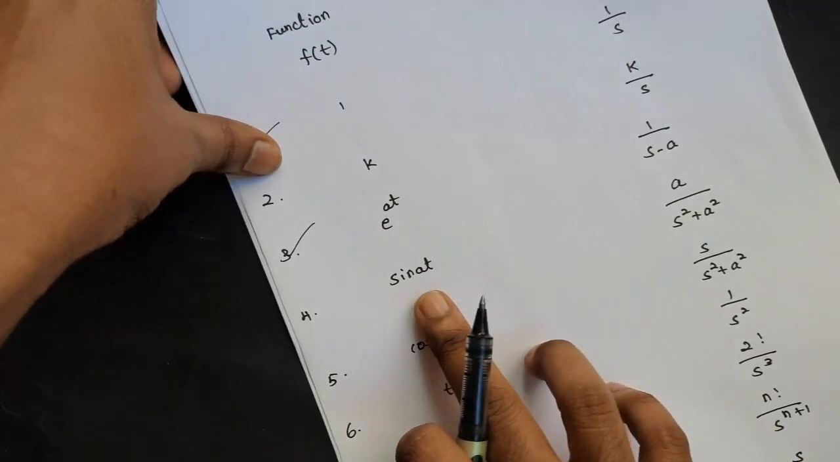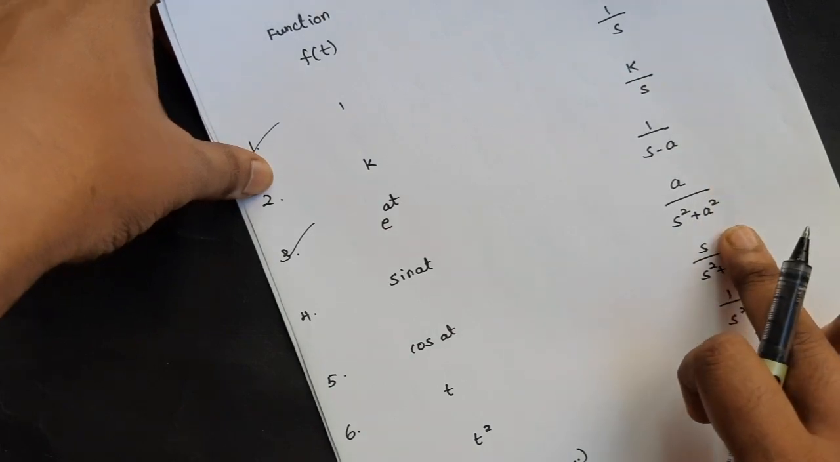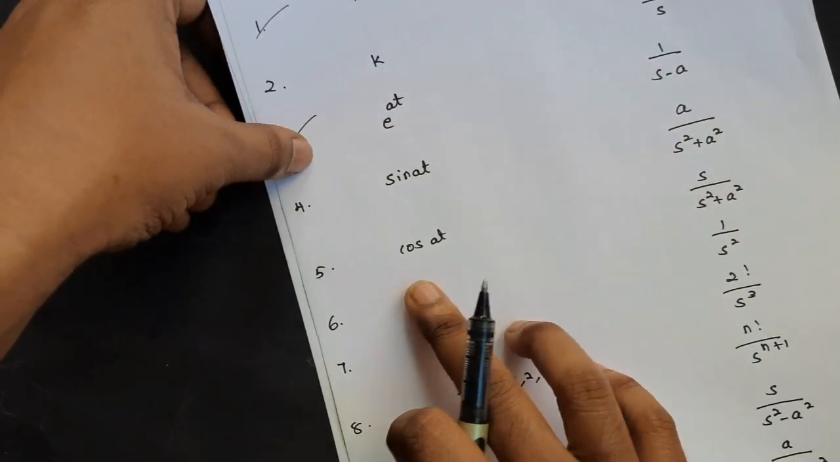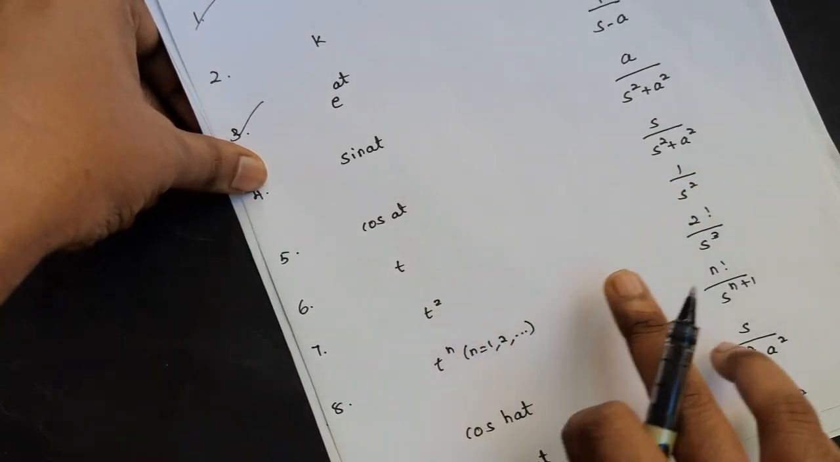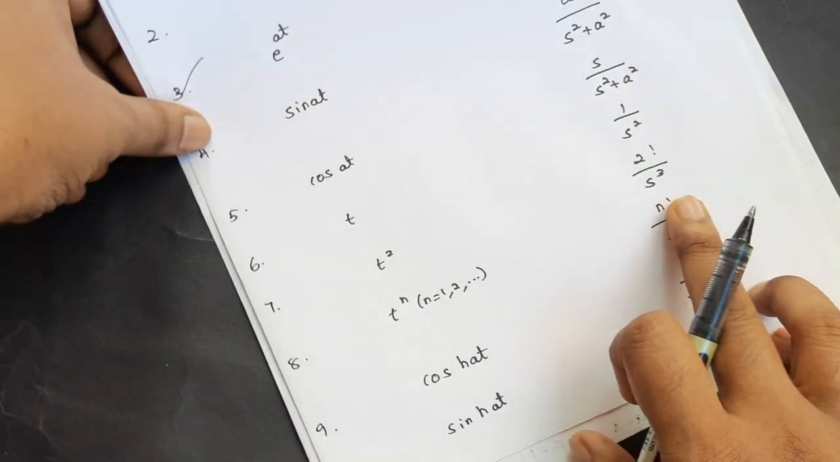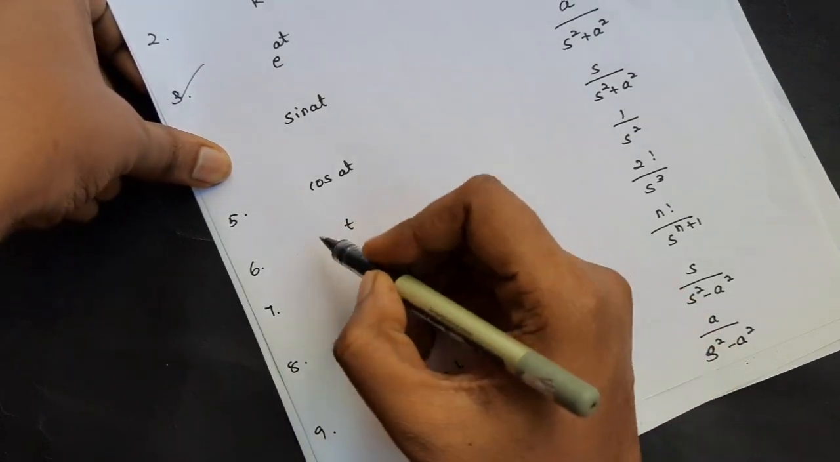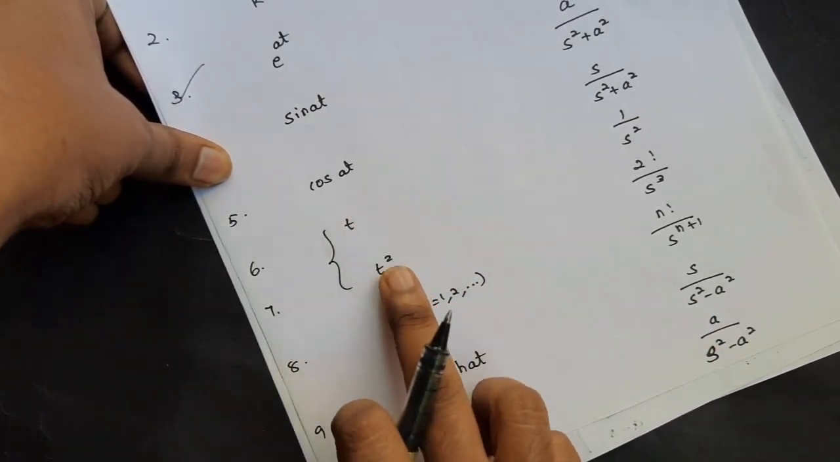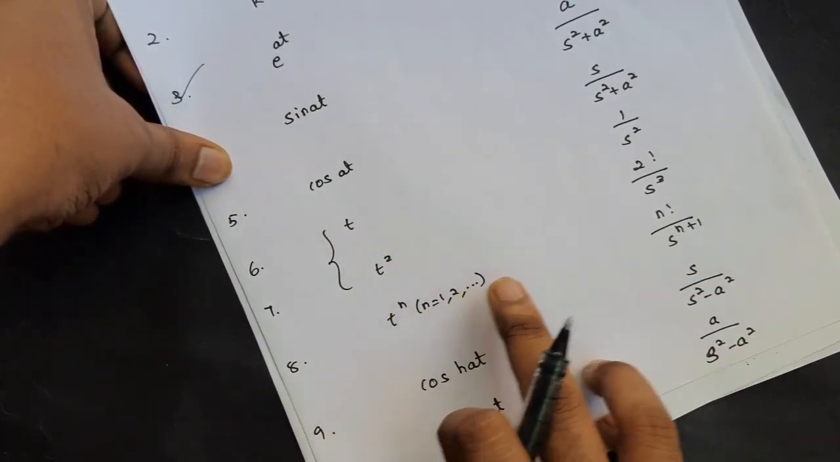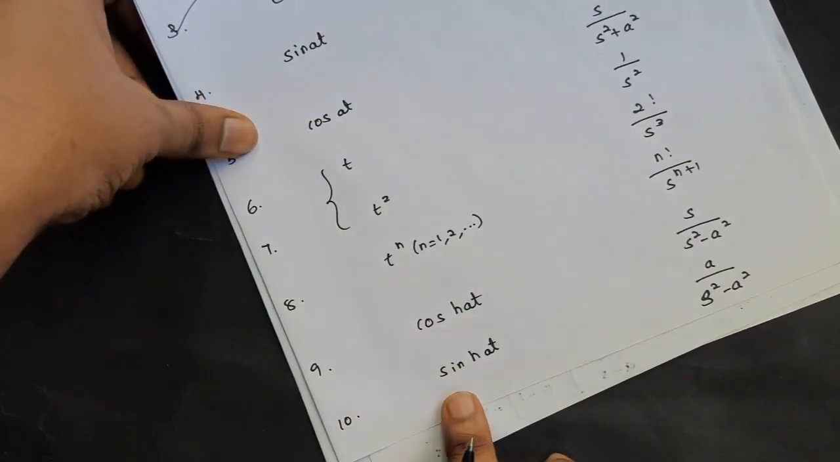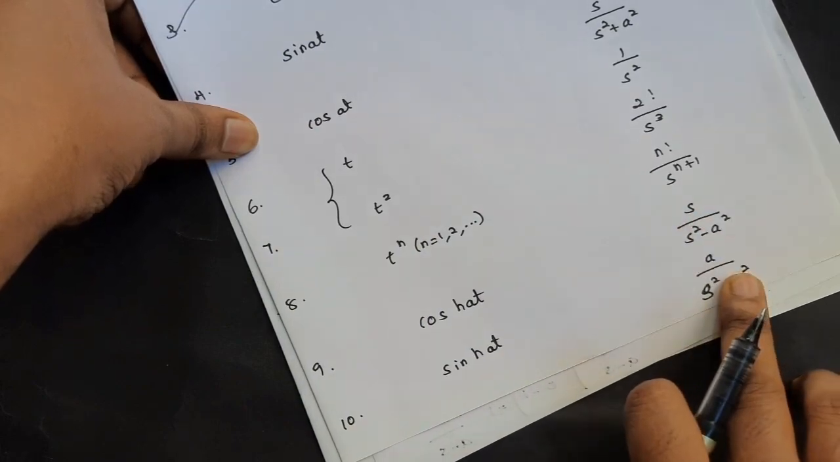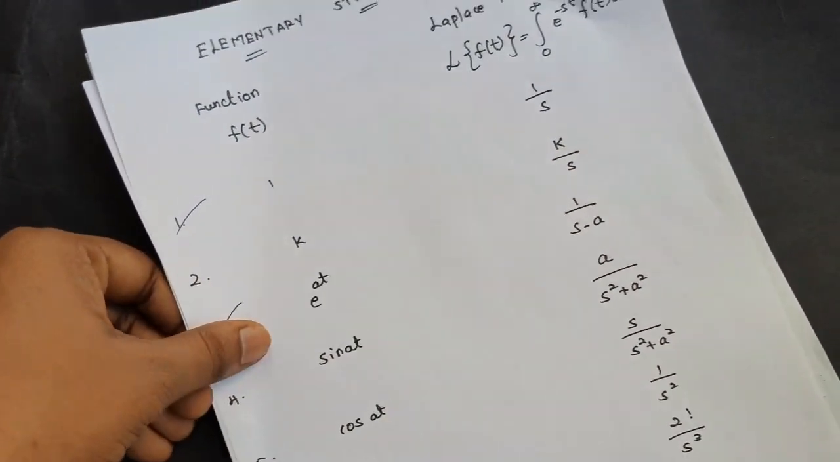Similarly, if I apply sin at, I will get a by s square plus a square. Cos at means s by s square plus a square. T means 1 by s square, and t square means 2 factorial by s cube, and t power n, I'm just generalizing these. Here n means it's n factorial by s power n plus 1. Then for the cos hyperbolic function and sin hyperbolic function, I will get these two Laplace transforms.